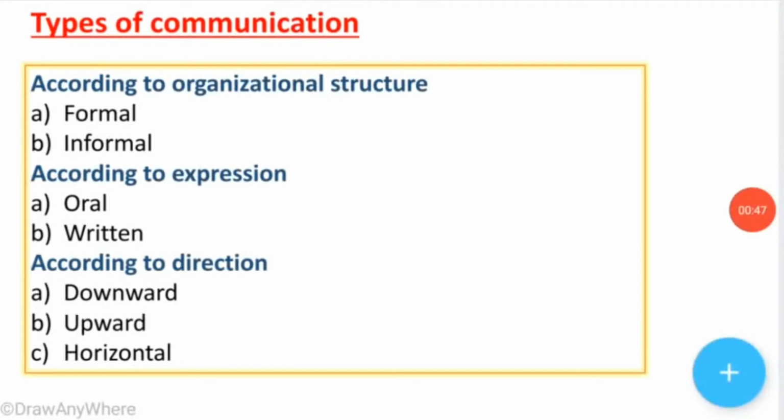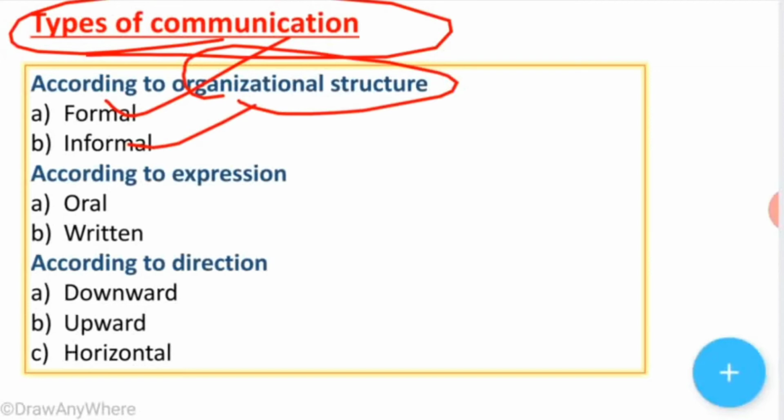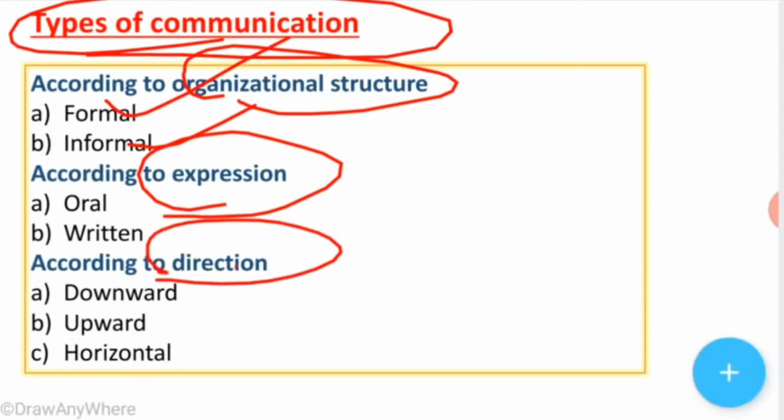Next we discuss types of communication. On the basis of organizational structure, communication can be divided into formal and informal communication. Then on the basis of expression, communication can be oral and written. Then on the basis of direction, three types of communication are involved. First, downward communication. Second, upward communication. And third, horizontal communication. Let's discuss one by one.